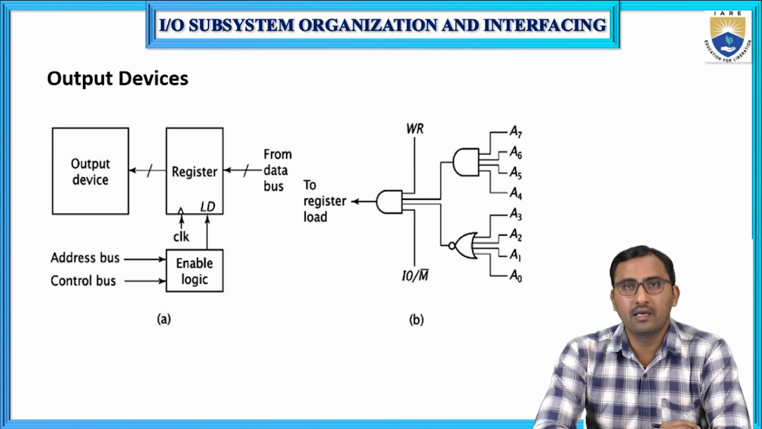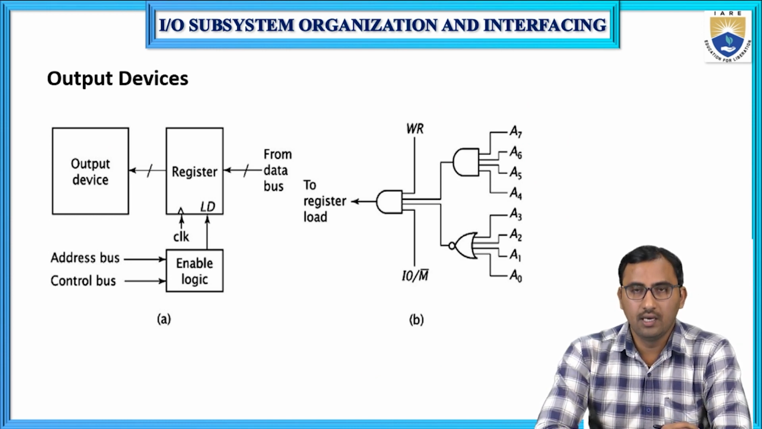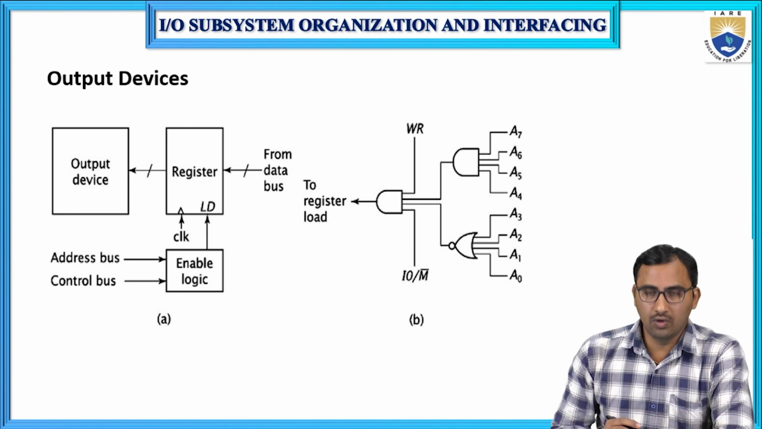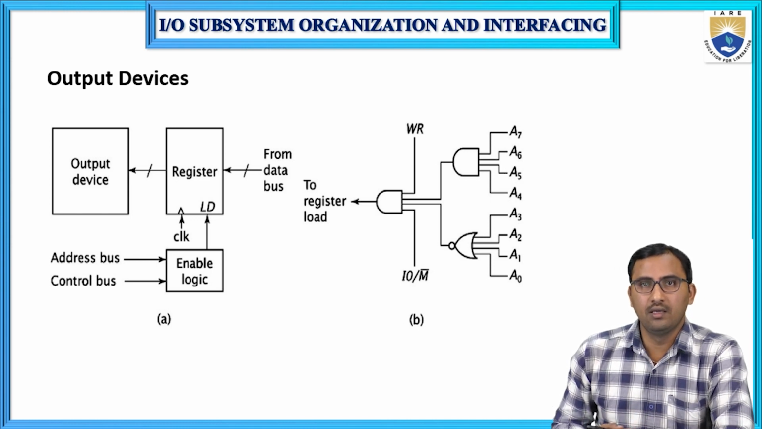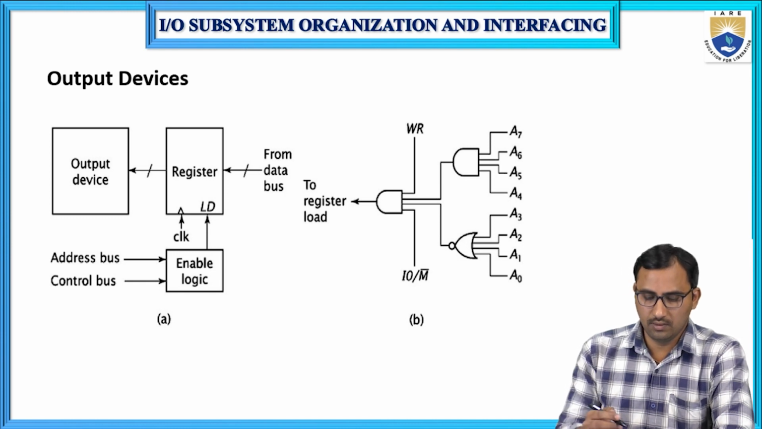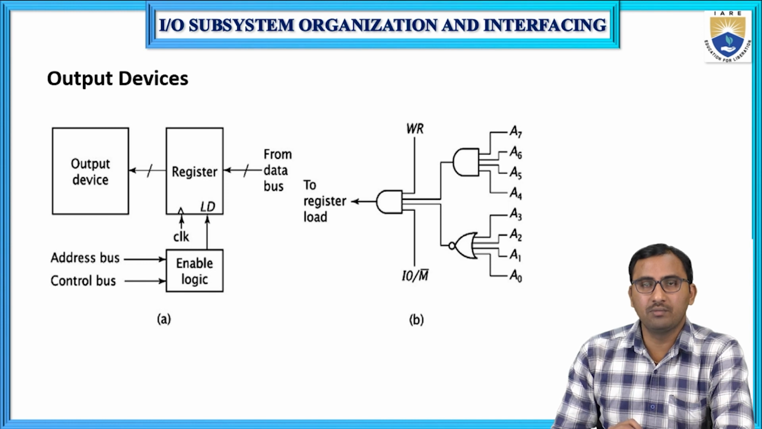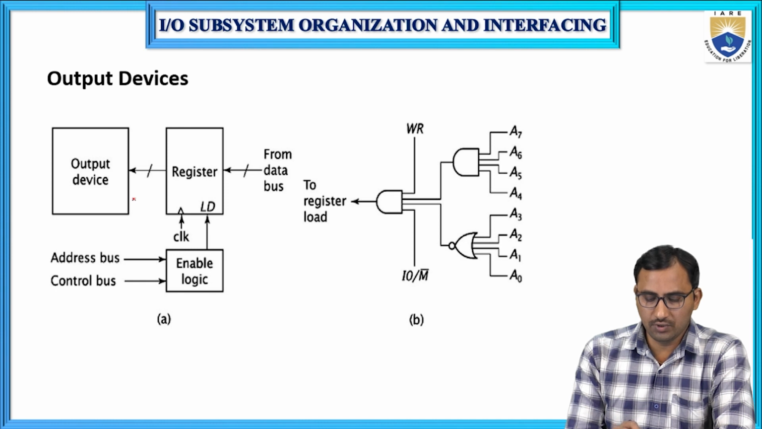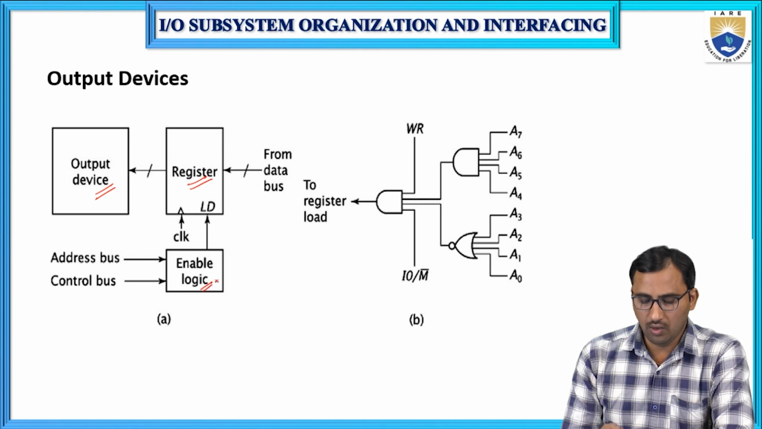And similarly, we can connect the output devices with the CPU. Once the CPU processes the given input data, it generates results, and those results will be given to the user using the output device. These output devices perform the opposite operation of the input devices. So here, if you see the interfacing of the output devices with the CPU, we have an output device, and the registers and enable logic.